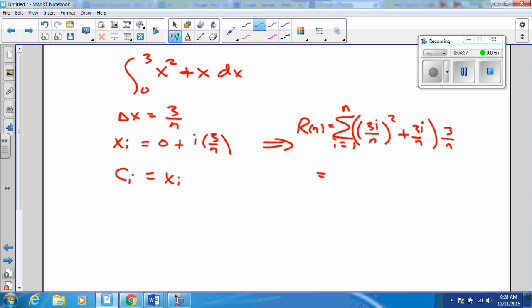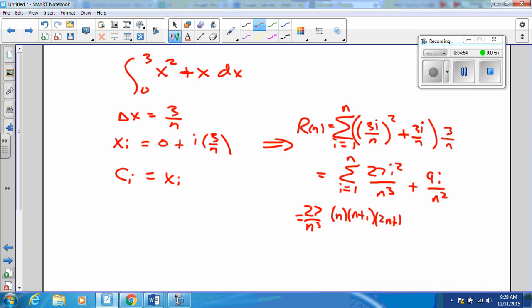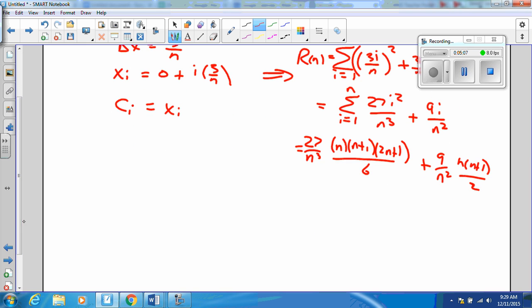And now we simplify that, getting the sum from i equals 1 to n of 27 i squared over n cubed plus 9 i over n squared. Turns out to be 27 over n cubed times the famous n times n plus 1 times 2n plus 1 over 6 plus the famous n(n+1) over 2. I thought you guys might appreciate having the formulas at the top there.